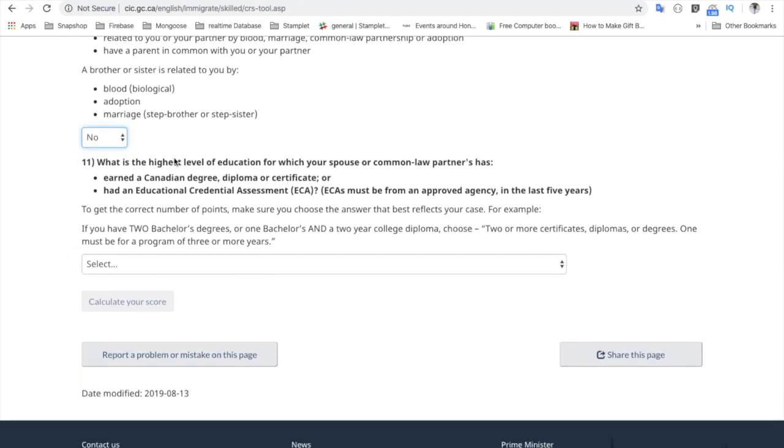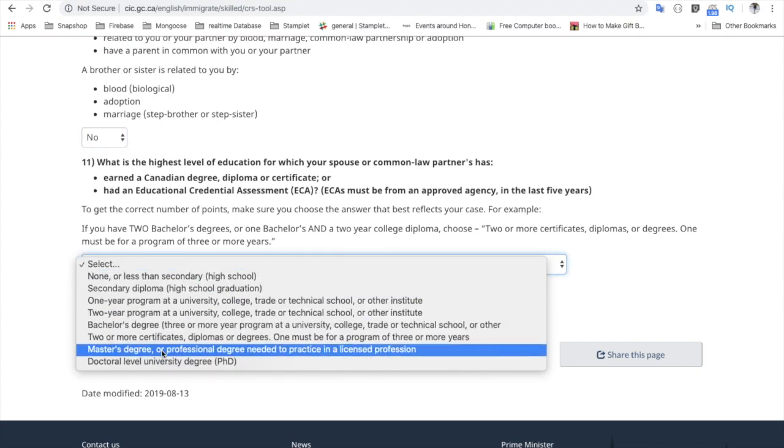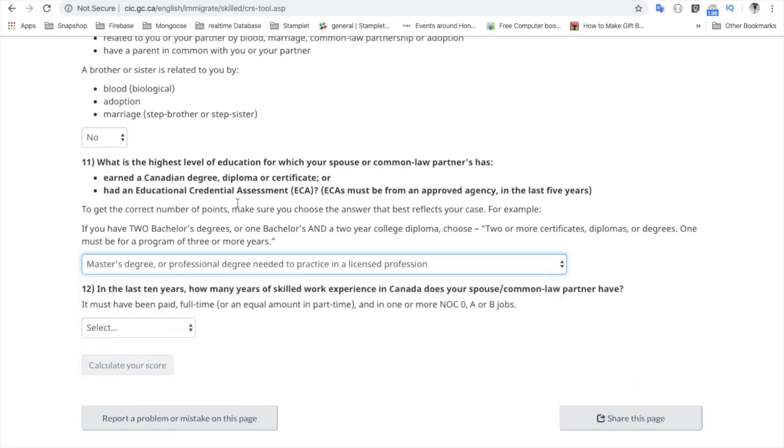Now, point number 11 is what is the highest level of education for which your spouse or common law partner has? Now, this is where Simran's education also comes in. Even though she is a secondary applicant, it's still important that we get an ECA for her. Now, in her case, she has a master's, so we'll select master's here.